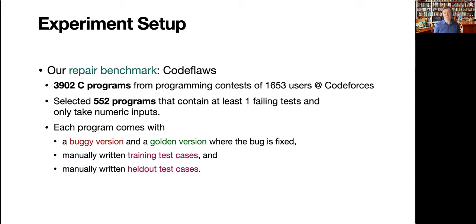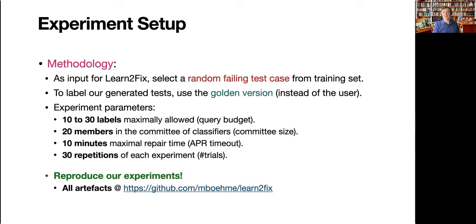We'll later use this golden version as our oracle, as our human oracle for our experiments. There are also manually written training test cases, which are used by a repair tool to repair the program. And there are held-out test cases, which are often used to validate the generated repair. So we select a random failing test case from the training set. Then in order to label, we use the golden version. And if you want, you can reproduce our experiments because we publish all our artifacts on GitHub.